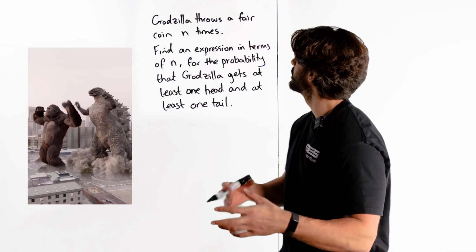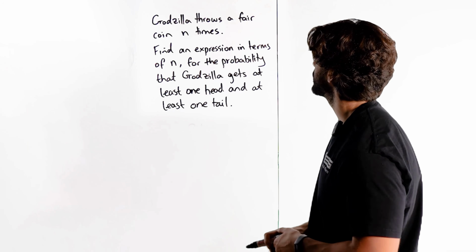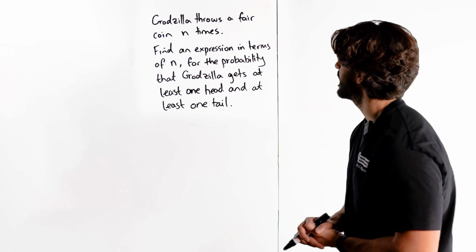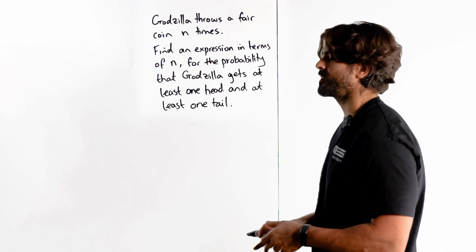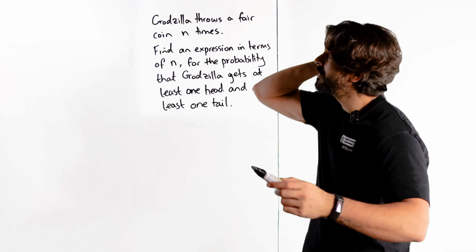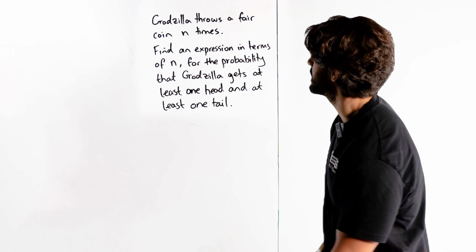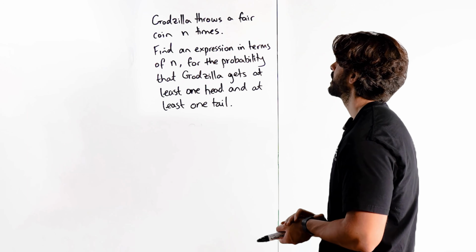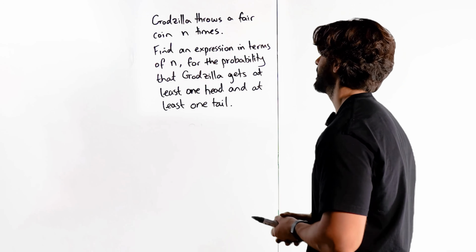Godzilla throws a fair coin n times. Find the expression in terms of n for the probability that Godzilla gets at least one head and at least one tail. A question that is only actually 2 marks, but most GCSE students got it incorrect in their GCSE exam. So you have Godzilla throwing a coin n times, and an expression in terms of n for the probability that he gets at least one head and at least one tail.